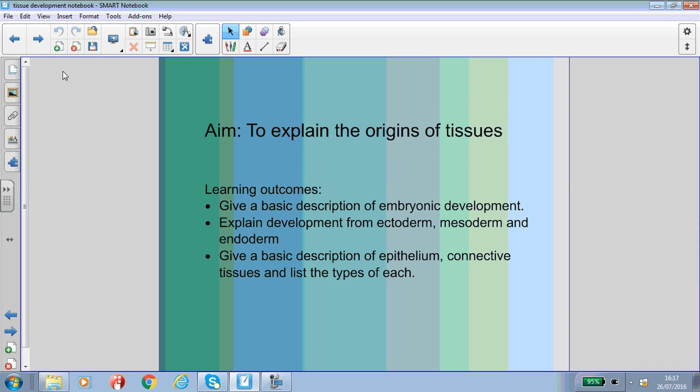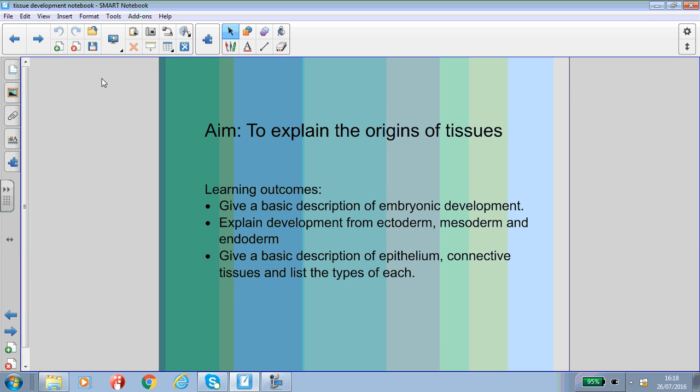So the aim of this is to explain the origin of tissues. Now that sounds rather dramatic. Don't worry, we're not going to be getting into evolution versus intelligent design or anything like that. What we're looking at is where human tissue develops from an embryological point of view, so from conception onwards.